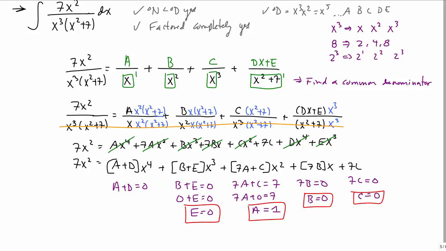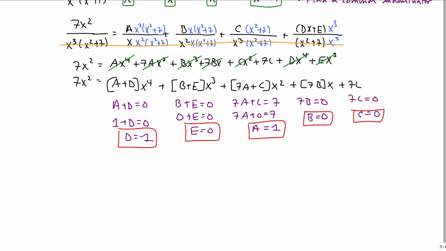Now over here, a plus d equals 0. I know a is 1. 1 plus d equals 0, so d would equal -1 when I solve. So these are my constants. Now again, I could have substituted in x equals 0 and then done this. I just chose to do it right off the bat because I knew I wasn't going to be able to get rid of very many.